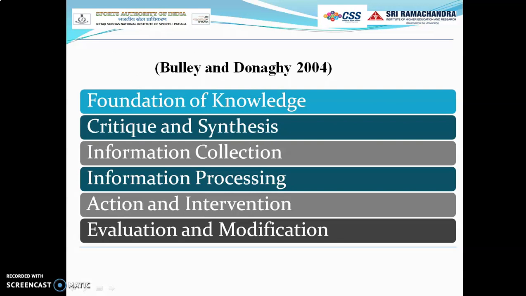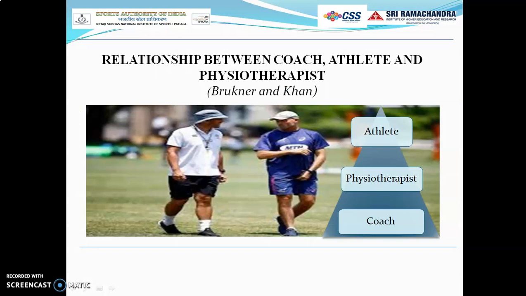So as described by Bully and Donaghy et al., these are all the standards of sports physiotherapy which are required to be an efficient sports physiotherapist in a multidisciplinary team. Now, what is the relationship between the coach, athlete and physiotherapist in a multidisciplinary team? When you talk about the relationship between these three, we should have a mutual relationship in a multidisciplinary team, especially in a sports medicine model.